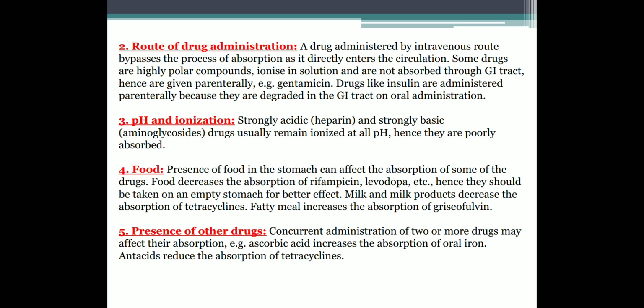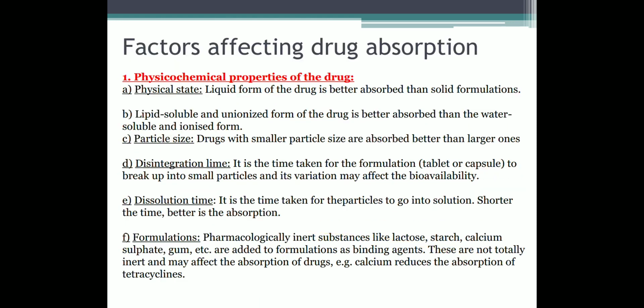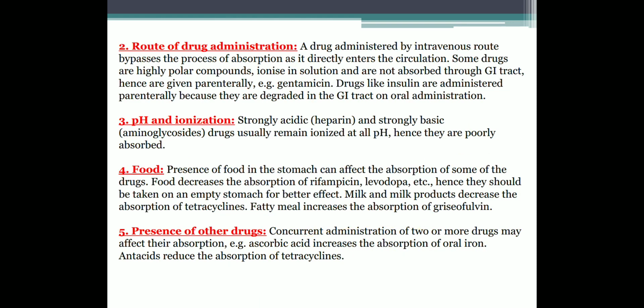So, the route from which the drug has been administered is also a factor which affects the absorption of the drug. As you can see, a drug administered by the intravenous route bypasses the process of absorption as it directly enters the circulation. Some drugs are highly polar compounds, ionized in solution and are not absorbed through the GI tract, hence are given parenterally. For example, gentamicin.